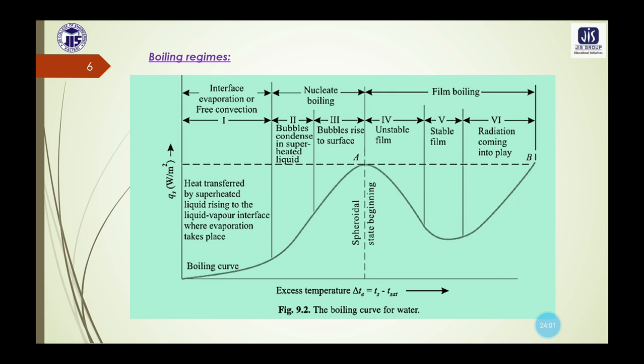Now the phenomenon of stable film boiling can be observed when a drop of water falls on a red hot stove. That drop does not evaporate immediately, but dances a few times on the stove. This is due to the formation of a stable steam film at the interface between the hot surface and the liquid droplet. So these are the concepts of the three different regions or zones under film boiling.